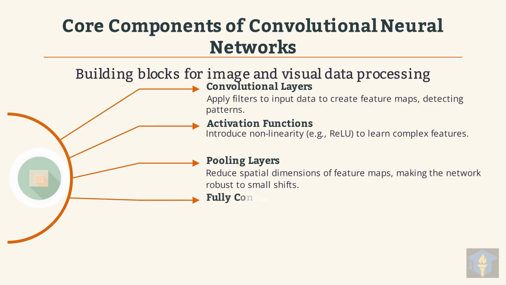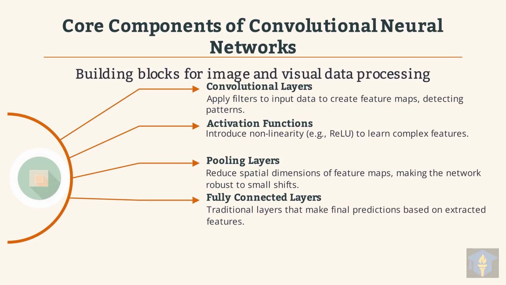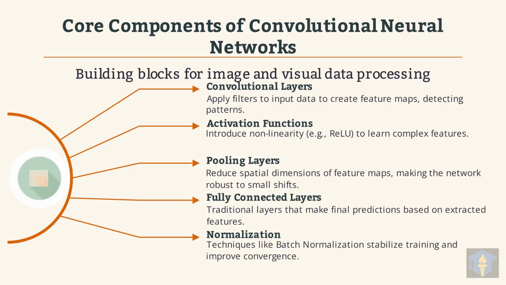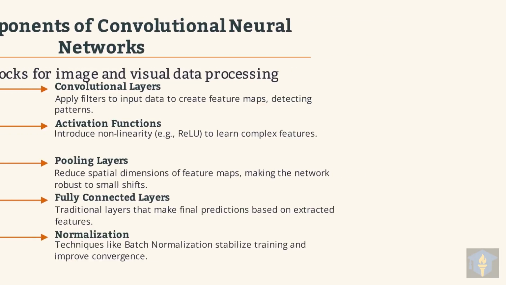Fully connected layers are traditional neural network layers that make the final predictions. These traditional layers take the extracted features and use them to make the final classification or regression predictions. Normalization techniques, such as batch normalization, stabilize training and improve model convergence. Techniques like batch normalization help stabilize the training process and significantly improve convergence speed.